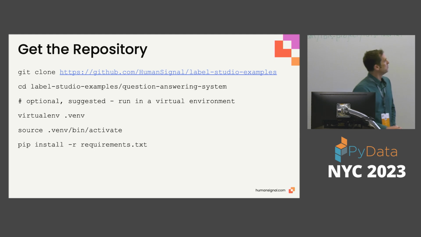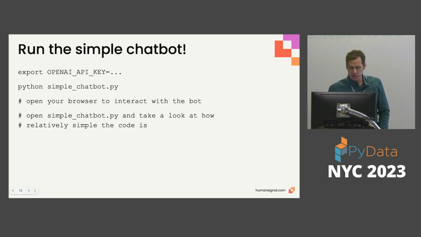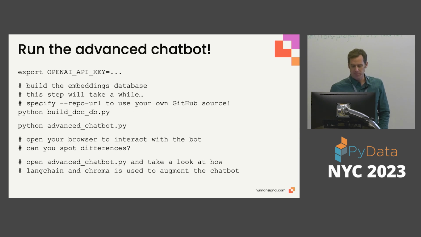Okay. So the slides just have some docs on this. Getting the repository, running the simple chatbot, make sure you export your API key. We have these commands here. We built our doc database. We ran the advanced chatbot.